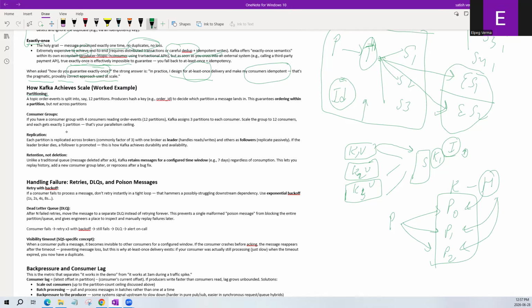Now we can increase the partitions. We were talking about scaling, so we can increase partitions and also scale out consumer groups. If you have a consumer group with 4 consumers reading order events from 12 partitions, Kafka assigns 3 partitions to each consumer, and if you scale the group to 12 consumers, each gets exactly 1 partition.